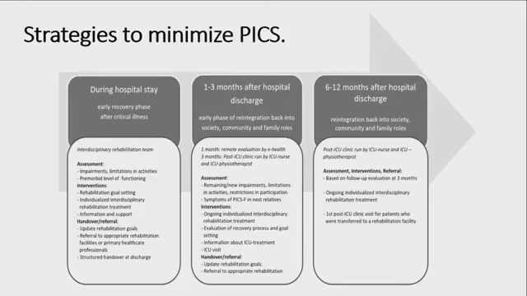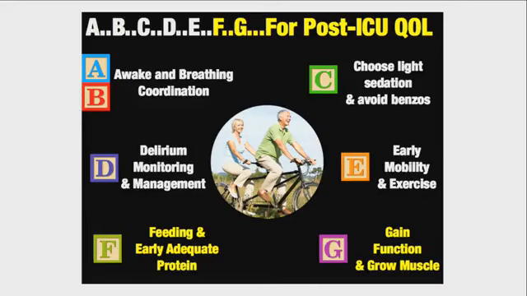What has to be done when the patients are in the hospital? First 3 months, first 12 months, after that, there are several protocols lying there. Assess their needs. Do interventions that would help them. And take it from there. This is again that ABCD. Awake and breathe, coordinate. This is the same thing.